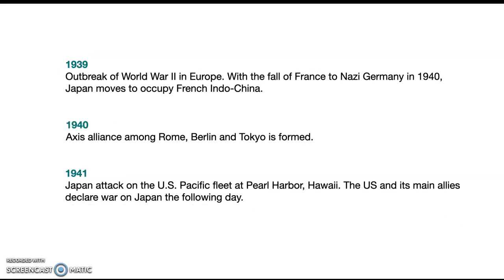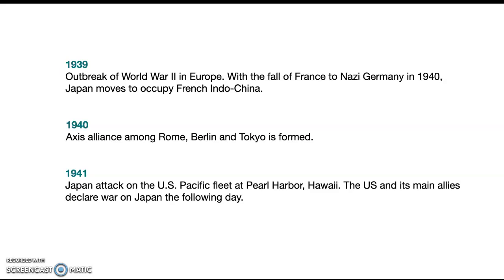In 1939, there was the outbreak of World War II in Europe. With the fall of France to Nazi Germany in 1940, Japan moves to occupy French Indochina, and that was Vietnam. In 1940, the Axis alliance was formed among Rome, Berlin, and Tokyo.